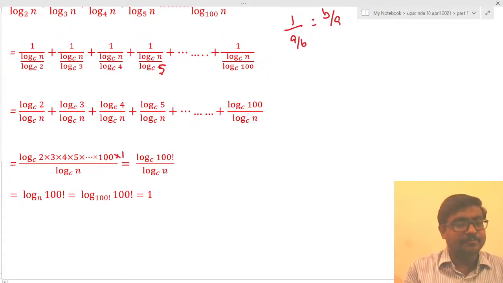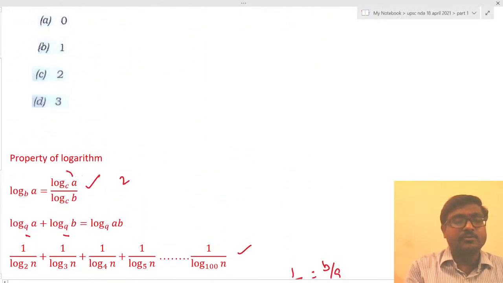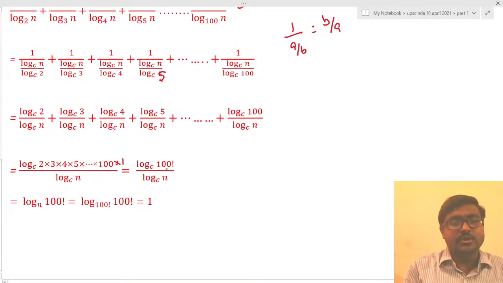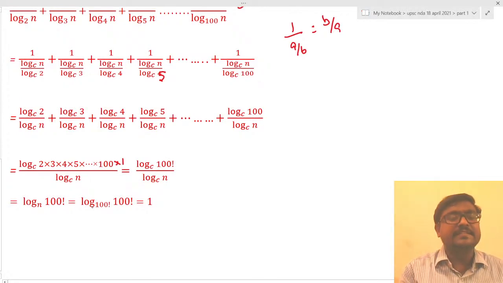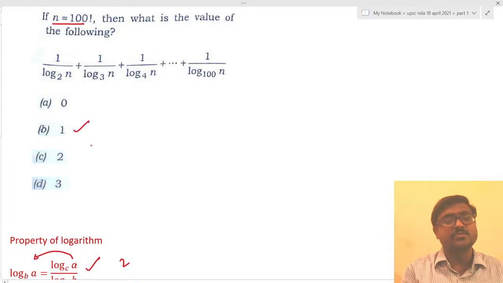Denominator, log n is there. Again I'm reversing my property. The numerator and denominator log values I'm writing together, so the denominator log value goes to the base. So it becomes log 100 factorial base n. Now what will happen? n is 100 factorial, it is given. I'm just substituting n with 100 factorial. So log a base a is 1. So the final answer will become 1. So option B is the right answer for this question.